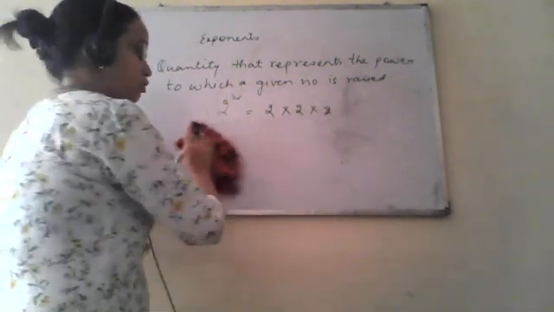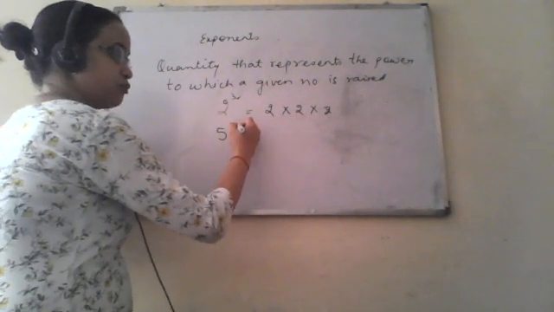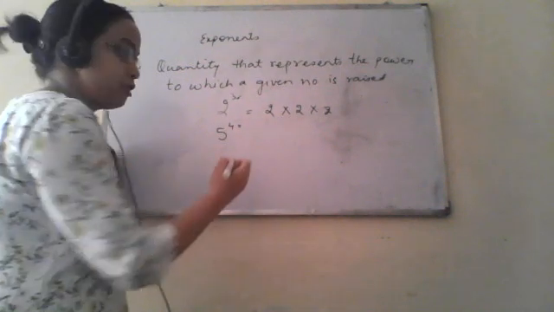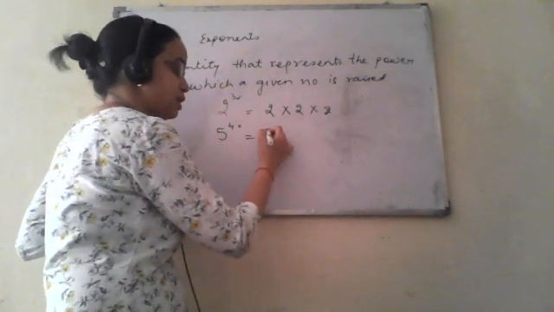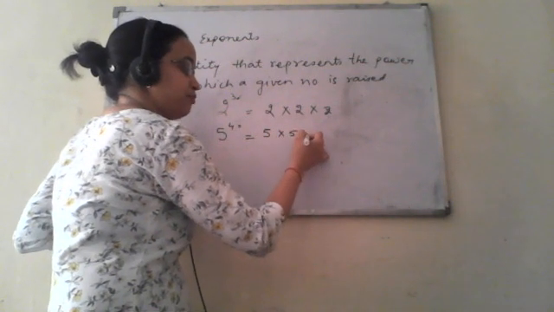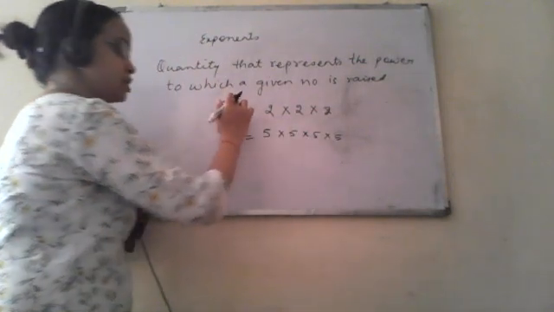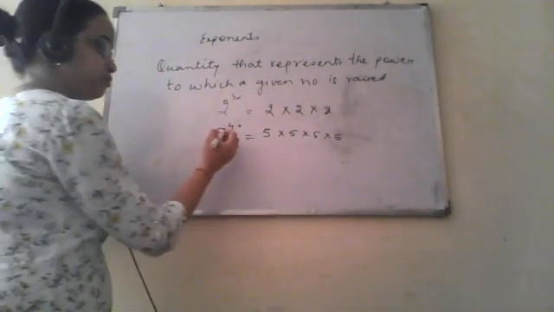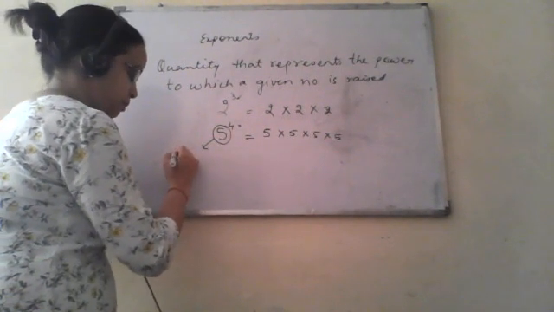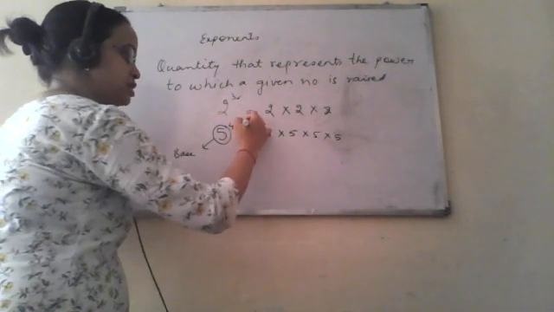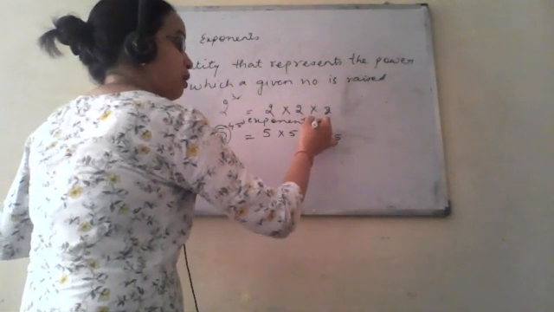Now if I am writing 5 to the power 4, this 4, or this exponent or power 4, will represent how many times this 5 has to be multiplied. So it will be written as 5 into 5 into 5 into 5. So these are the exponents or powers. This particular value, that 5, is called the base, and this 4 is called the exponent or power.